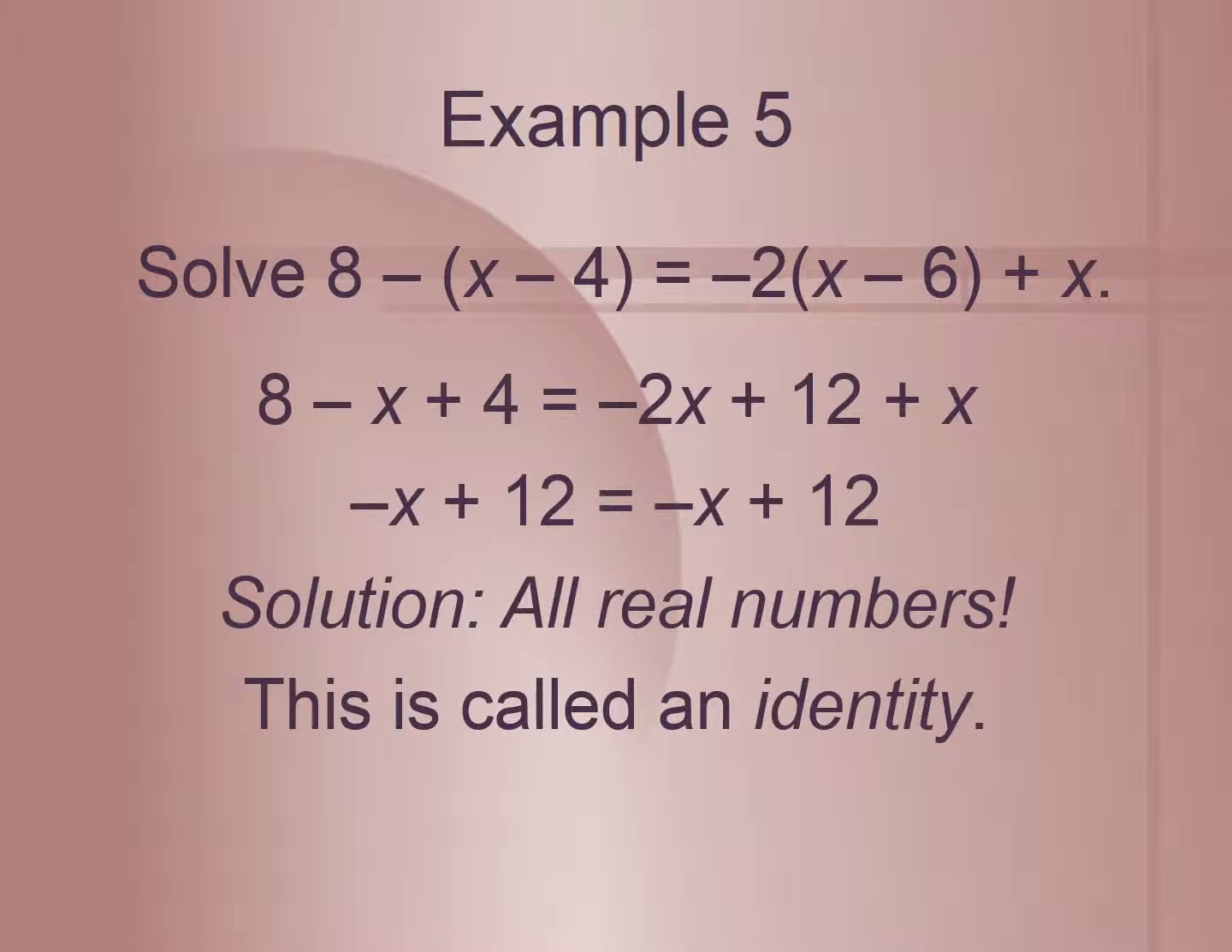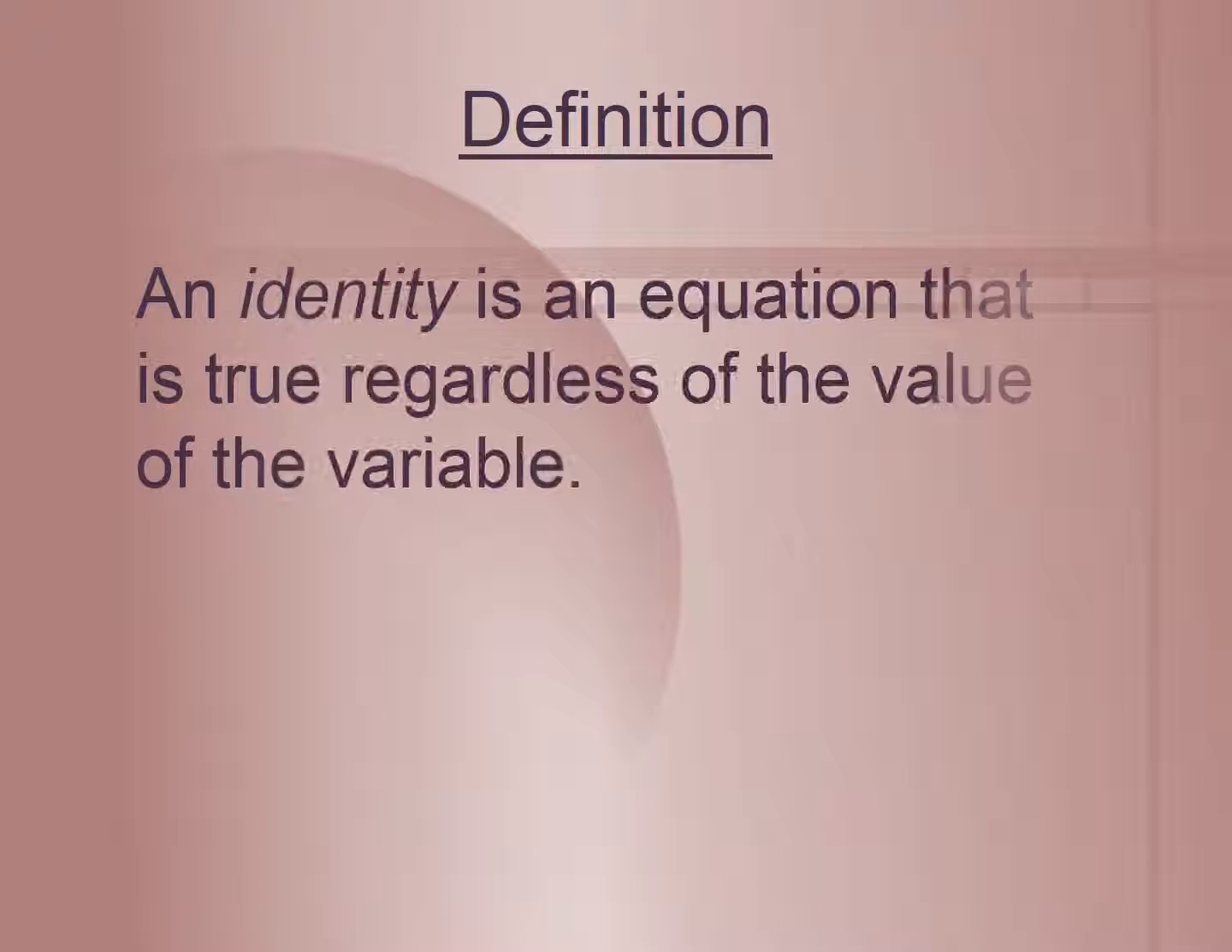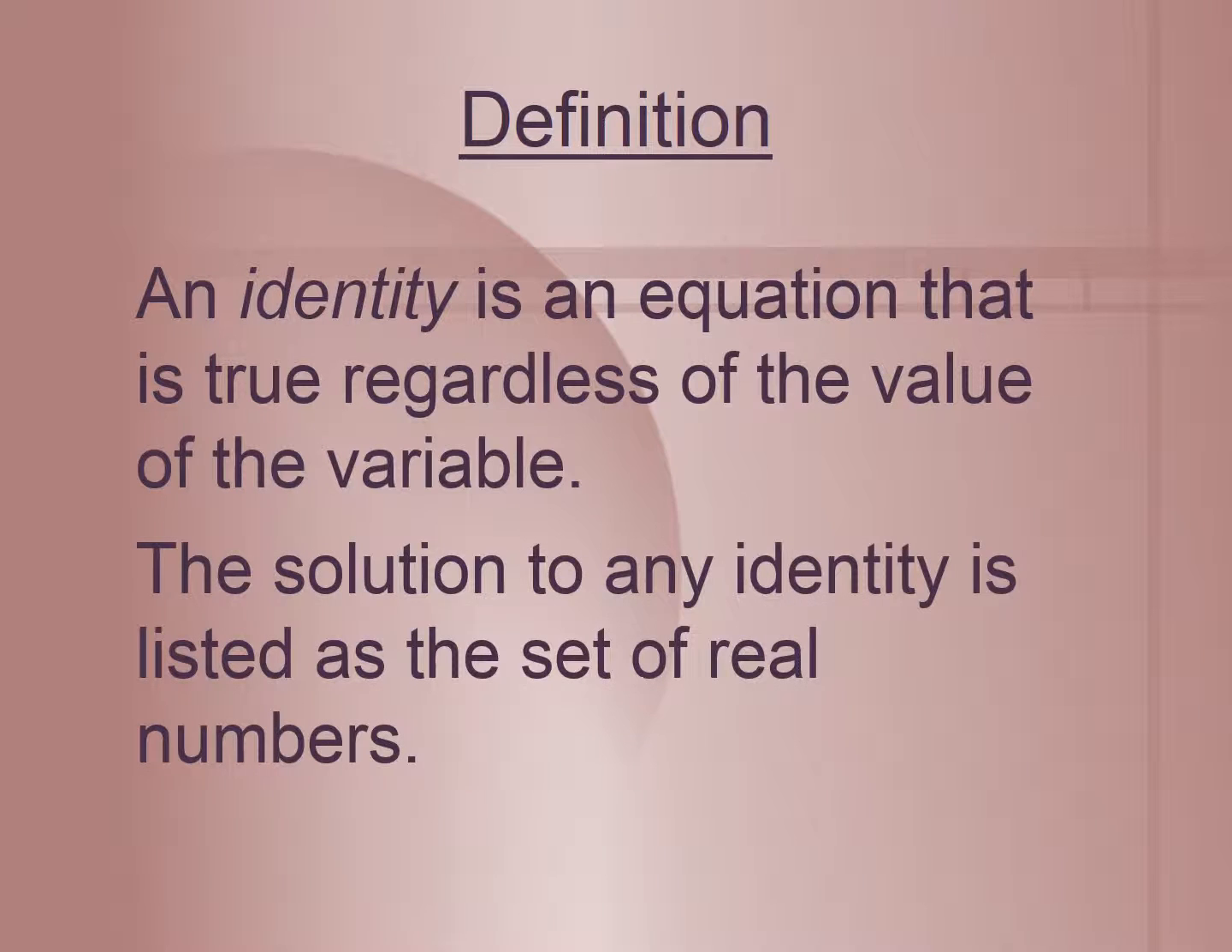This is what we call an identity. So, definition of identity. It's an equation that is true regardless of the value of the variable. We can make that x value anything we want, and our equation is still true. The solution to any identity is always going to be listed as a set of real numbers. So remember, the set of real numbers is that R with a double line in it.